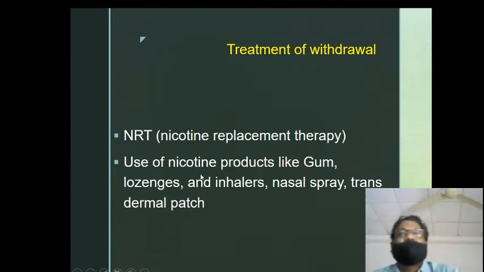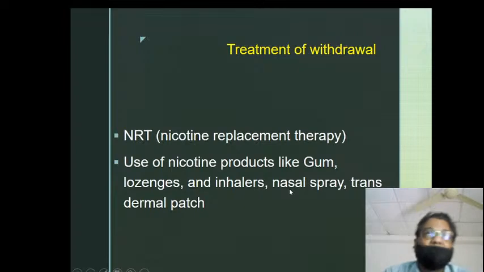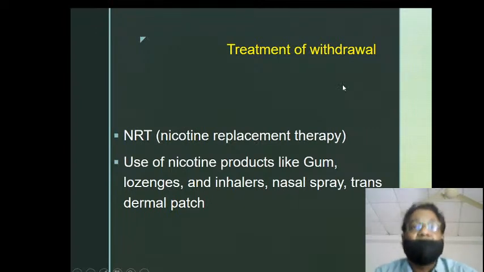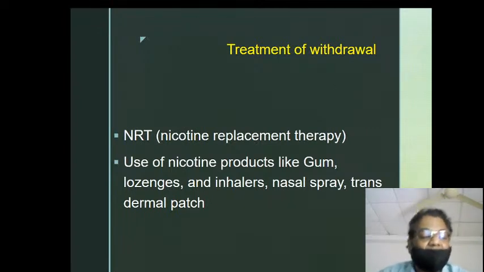Treatment for withdrawal: we can give nicotine replacement therapy. That is the use of nicotine products such as gums, lozenges, inhalers, nasal sprays, and transdermal patches as alternatives. This is nicotine replacement therapy, so the individual can easily overcome that habituation.